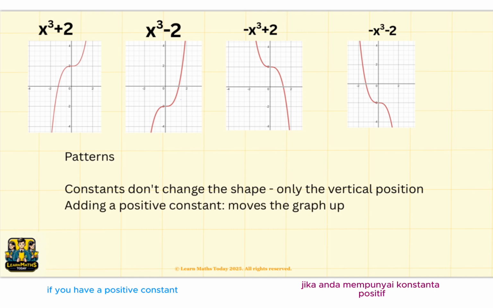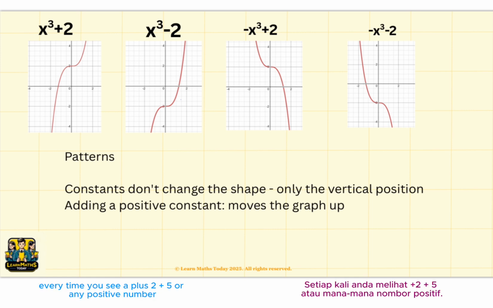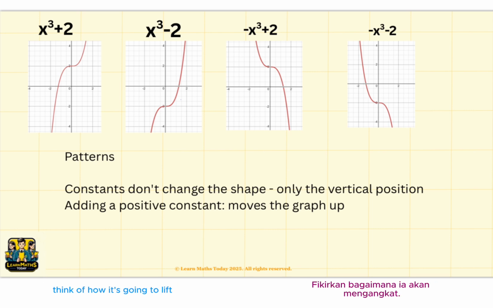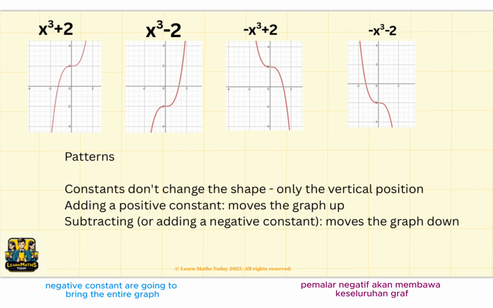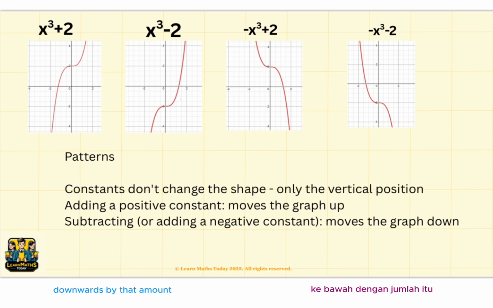If you have a positive constant, it is like an elevator bringing your graph upwards. Every time you see a plus 2, plus 5, or any positive number, think of how it's going to lift the entire graph upwards by that many units. It's simple and predictable. On the other hand, negative constants are going to bring the entire graph downwards by that amount.